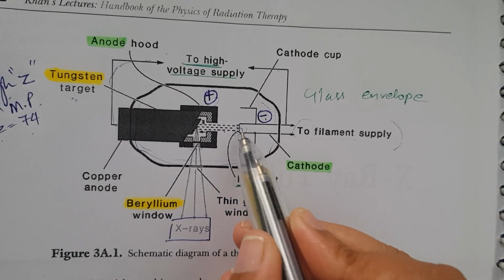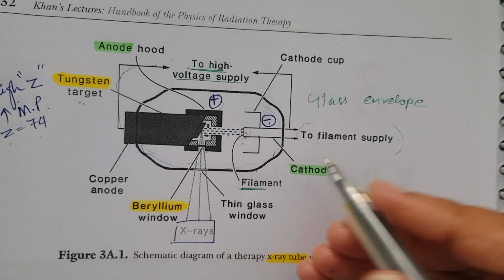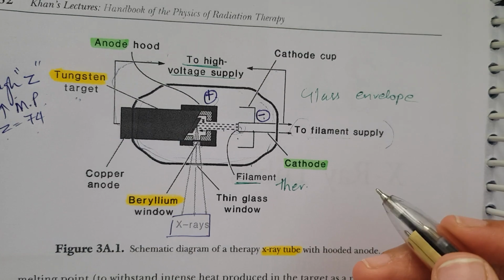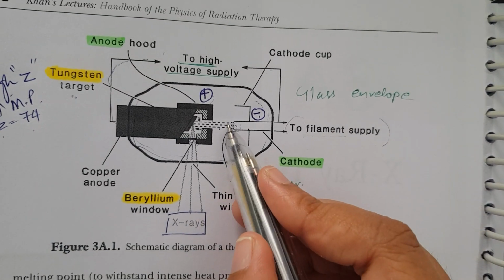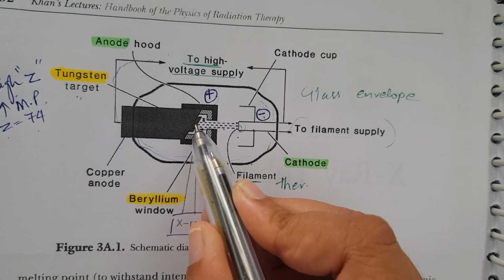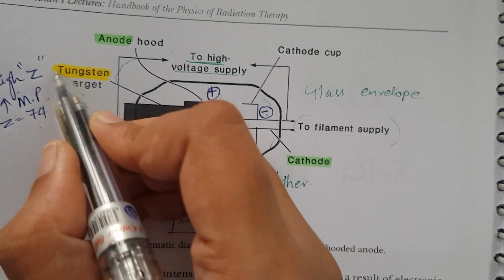So when this heats up the filament, because of thermionic emission, electrons are produced, and those electrons go and hit the target. Now the target is made up of tungsten.